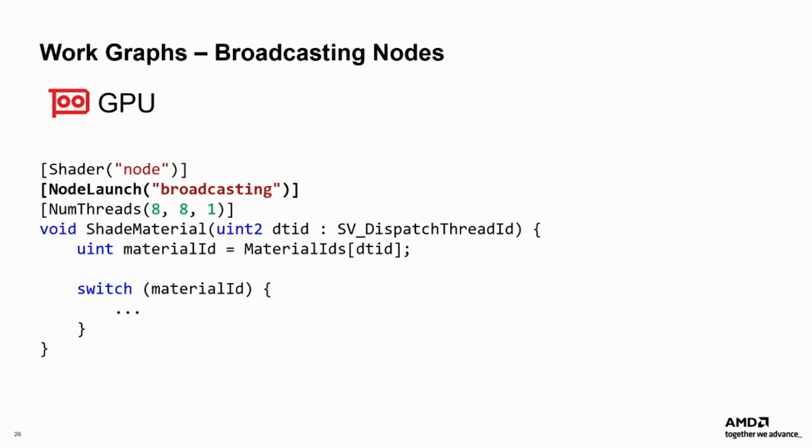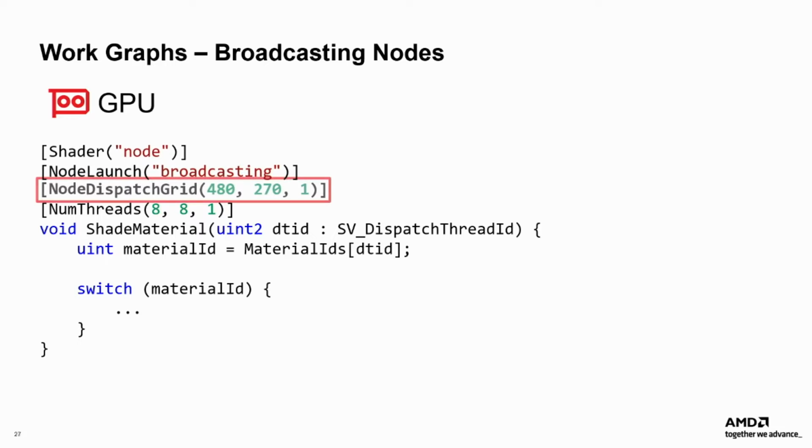So back to our material shading shader. In this case, we're porting over a compute dispatch, so we're using a broadcasting launch. And the next thing is we're going to need to figure out how many thread groups we actually need to launch. And there are two ways to do that. The first one is we just write a static dispatch grid to each node. So every time you invoke this node, this many thread groups will be launched. Or the second way is you just write a maximum limit for that, and then have the actual number of thread groups set dynamically by a record.